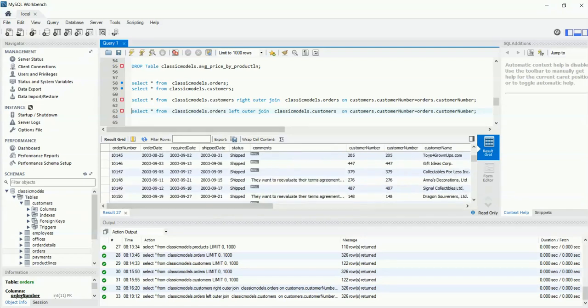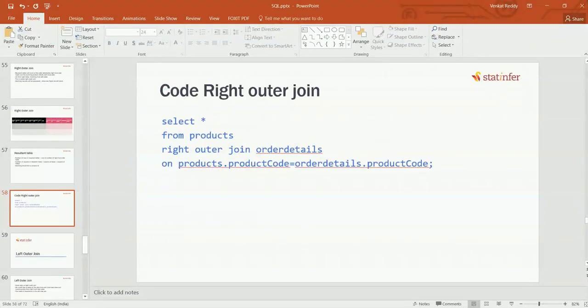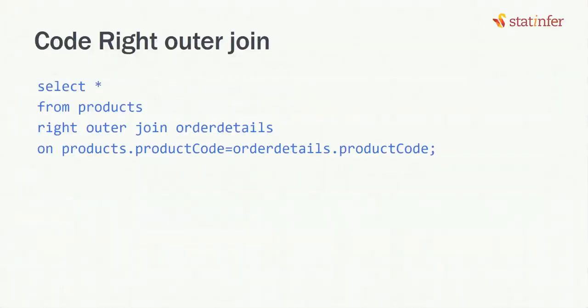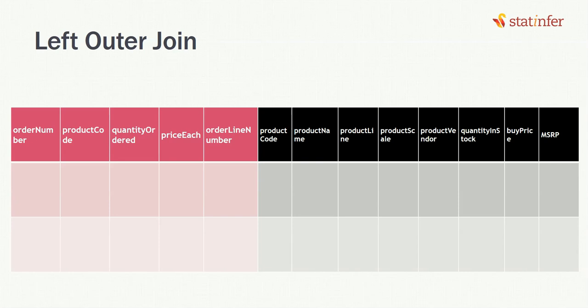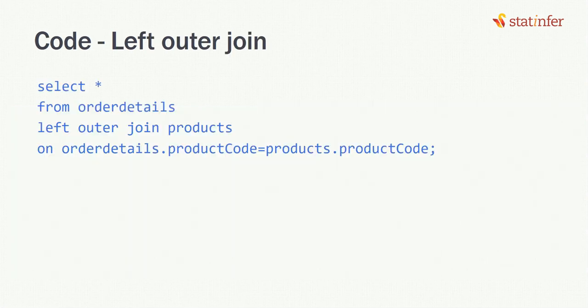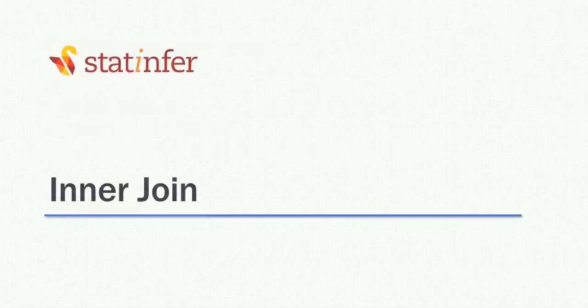So it's almost the same as the right outer join. The only difference is that the base table is the left one. That is what the left outer join tells us. It's the same logic as the right outer join. The only thing is that we are keeping everything from the left side table and attaching the information from the right hand side table. So the code is select star from left hand side table, left outer join with the right hand side table, and then the ID based on which we want to attach it.